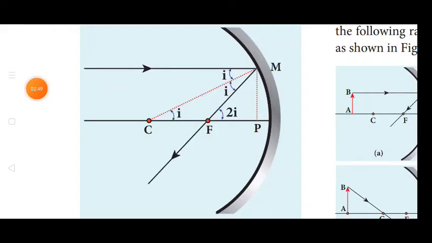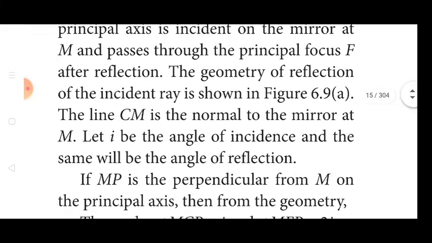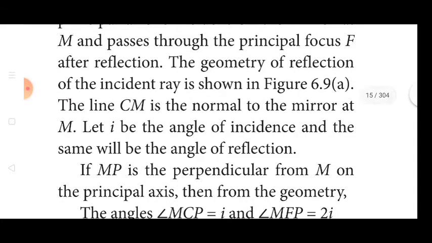This is the diagram. We are going to learn what is meant by F and what is meant by R, and also what is the relation between F and R. Children, see the diagram very closely and you can understand from the theory. The geometry of reflection of the incident ray is shown in the diagram. The line CM is the normal to the mirror at capital M. Let I be the angle of incidence and the same will be the angle of reflection.